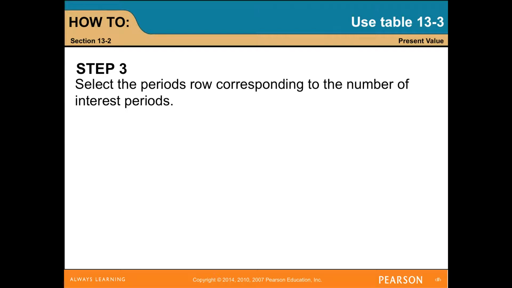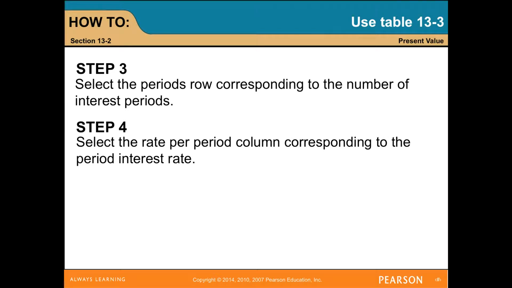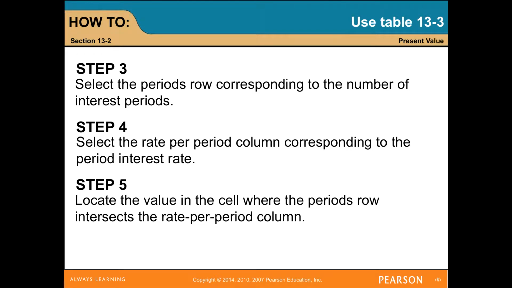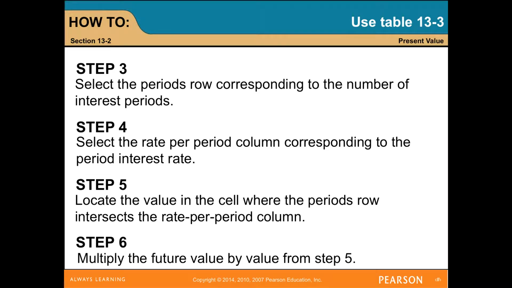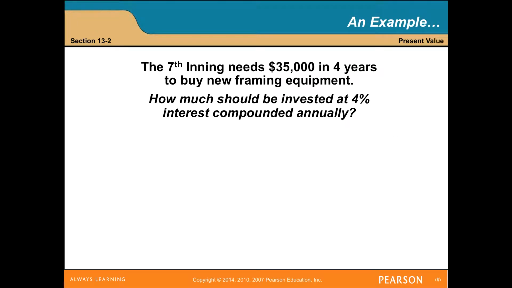Step 3, select the periods row corresponding to the number of interest periods. Step 4, select the rate per period column corresponding to the interest rate. Step 5, locate the value in the cell where the periods row intersects the rate per period column. Step 6, multiply the future value by the value from step 5.